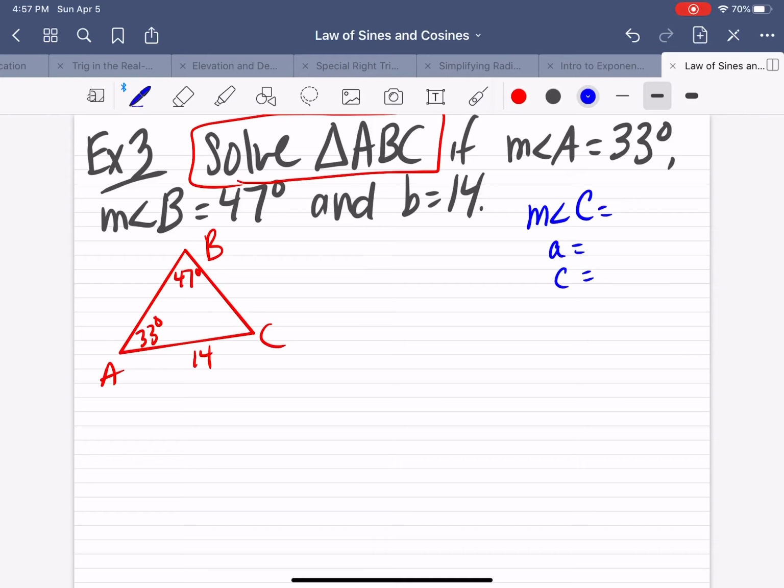Of course, 33 plus 47 plus the measure of angle C should give me 180. If I add these two, I get 80. And then if you subtract 80 from both sides, you get 100. Let me check my math real quick so I won't be wrong. Yeah, it's 100 degrees.